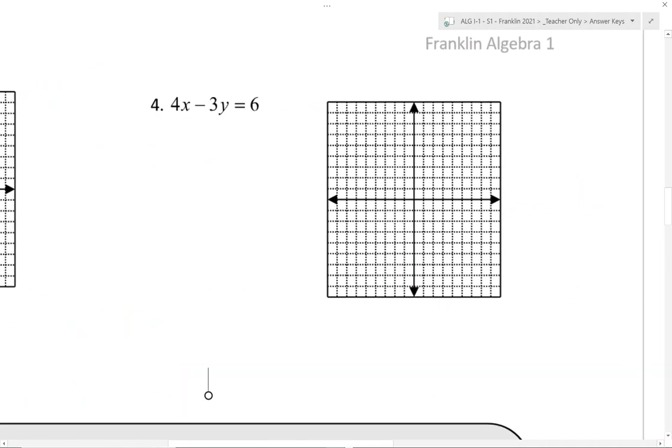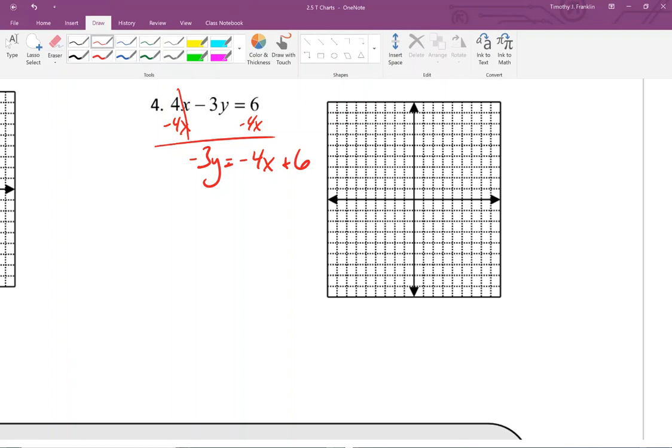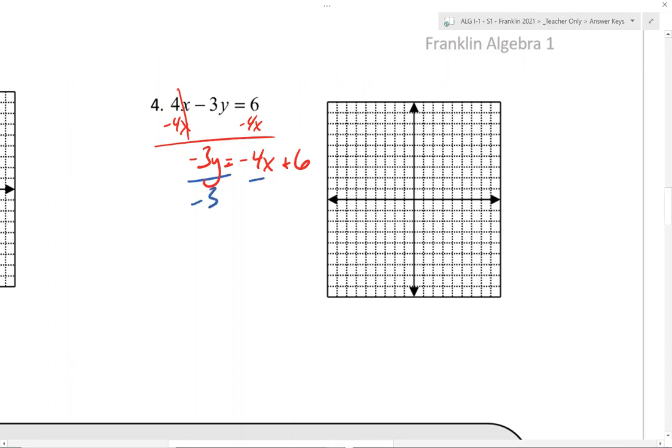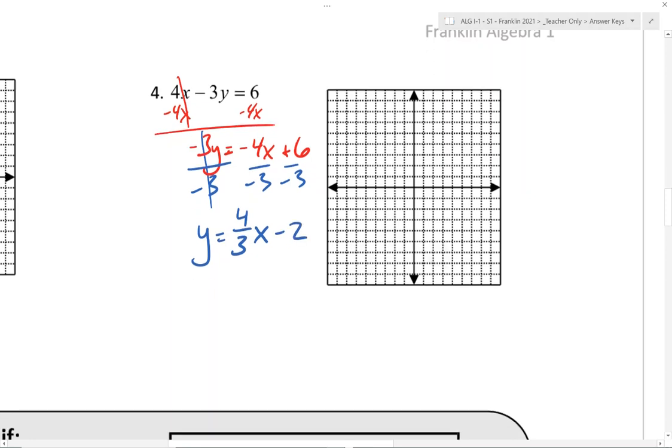Let's take a look at number 4 here. Again, we have to solve for y, so let's subtract 4x. Negative 3y equals negative 4x plus 6. We'll divide everything by negative 3. So y equals, two negatives make a positive, so that's 4/3, leave the fraction, 4/3 x, and then 6 divided by negative 3 is negative 2. So here is the equation we'll be working with.